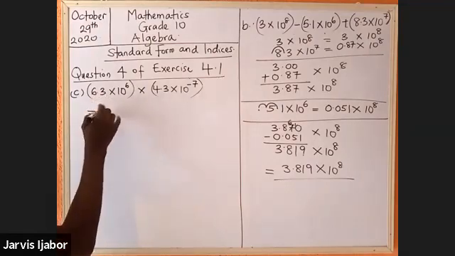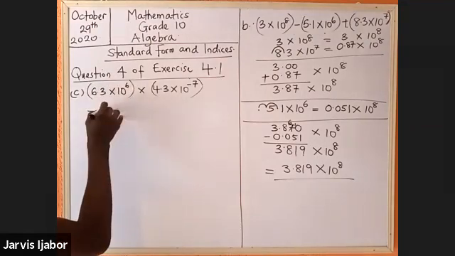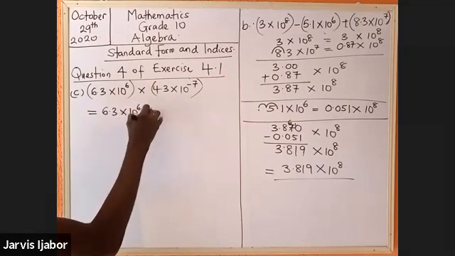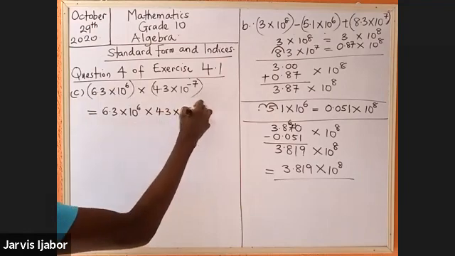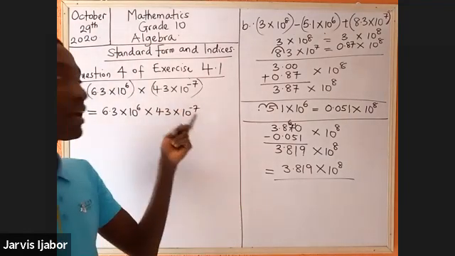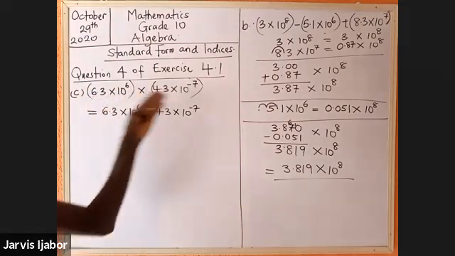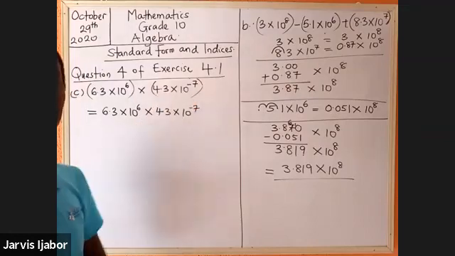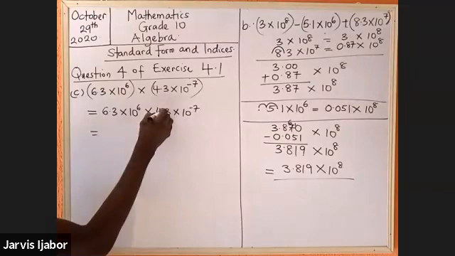This will be equal to, once you've seen the multiplication sign here, it will be 6.3 times 10 raised to the power of 6 times 4.3 times 10 raised to the power of 7. The reason I've done this is to tell you that the brackets here for this is not affected. The multiplication sign does not affect what this content would be. Now, this will now be what?